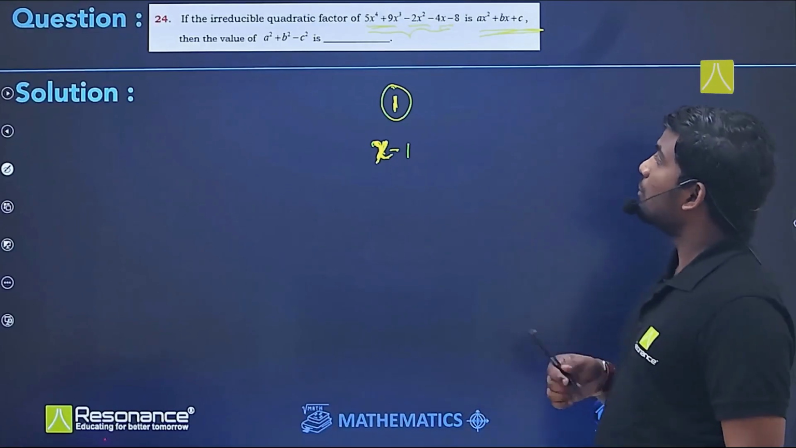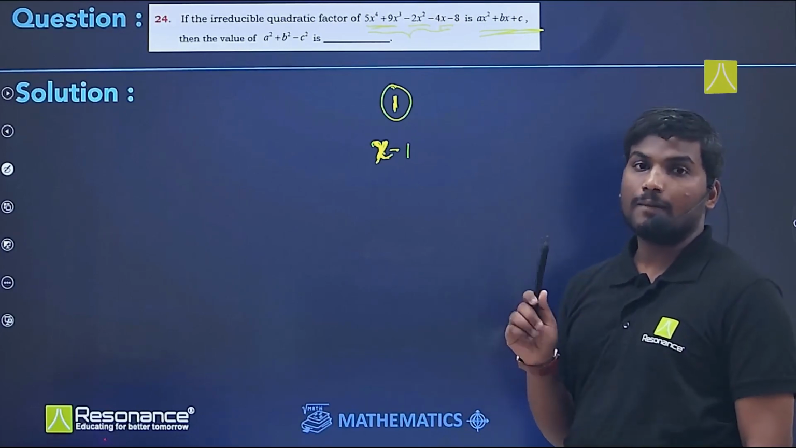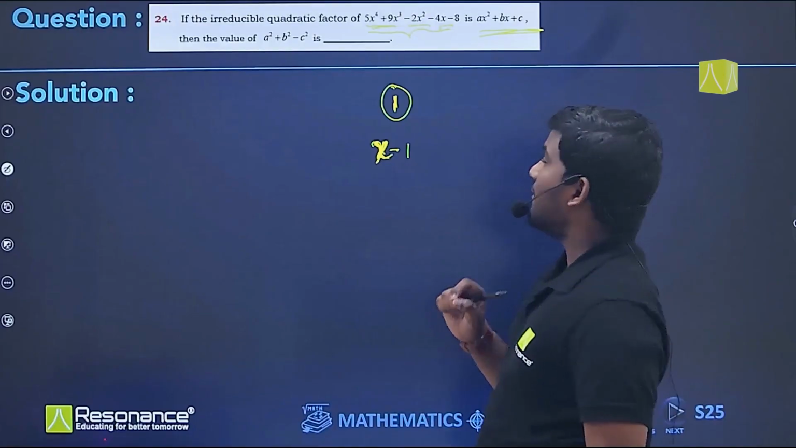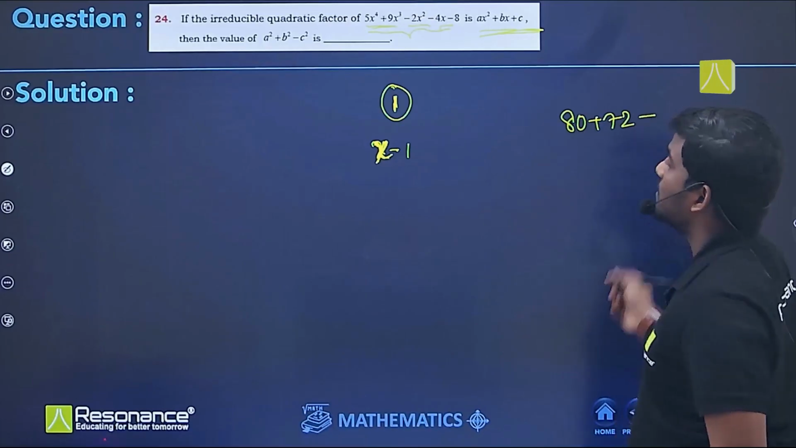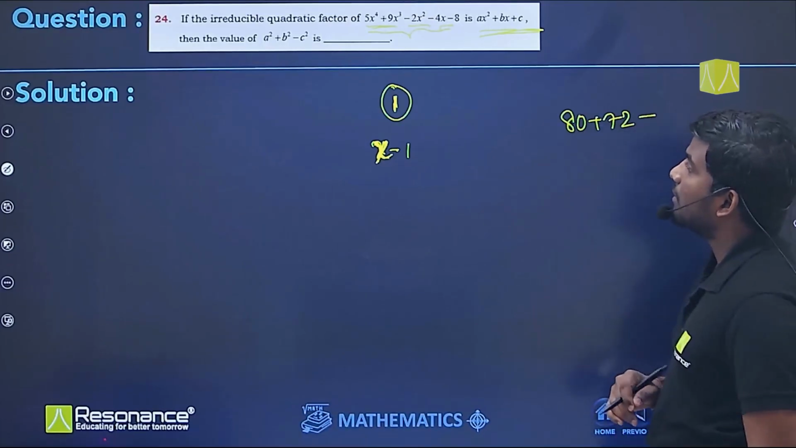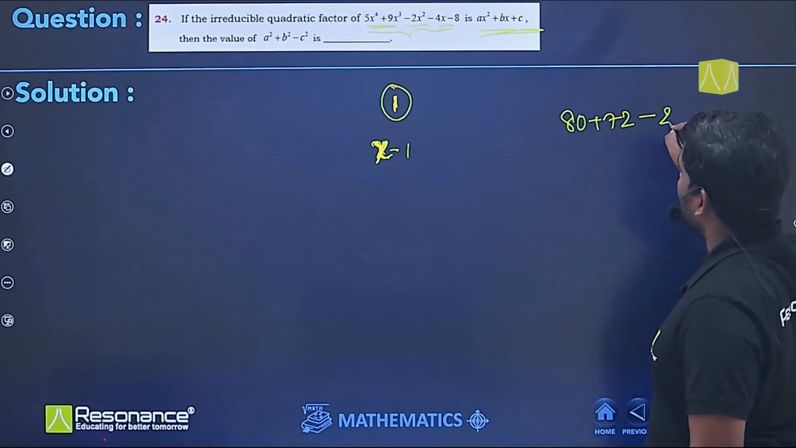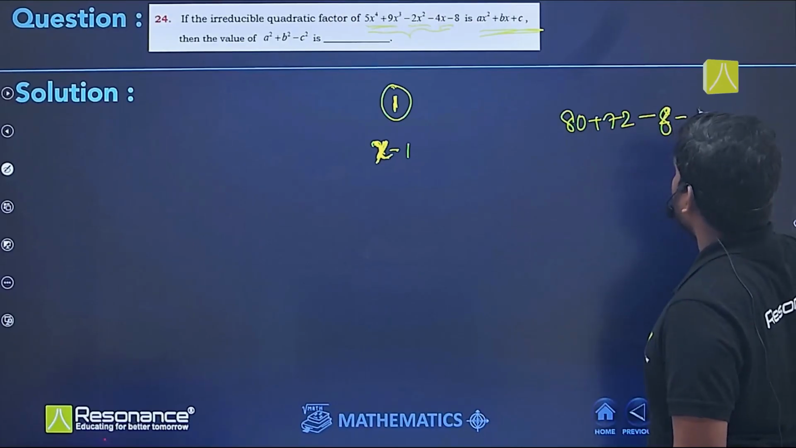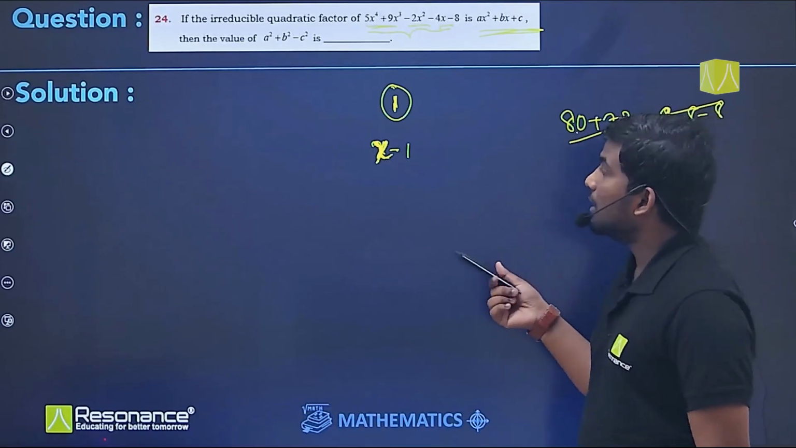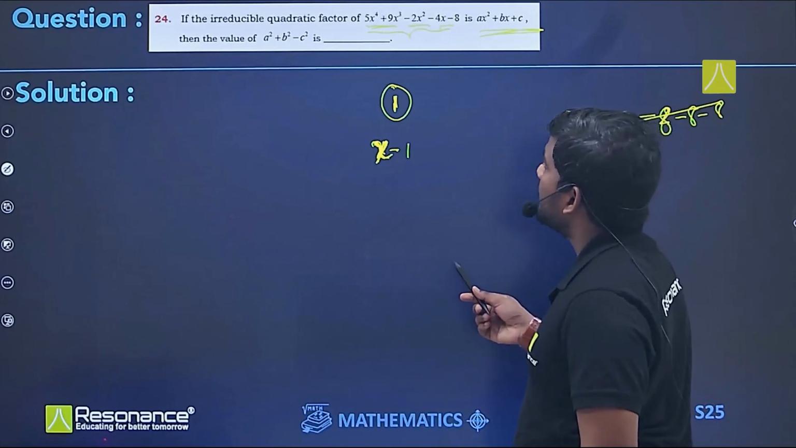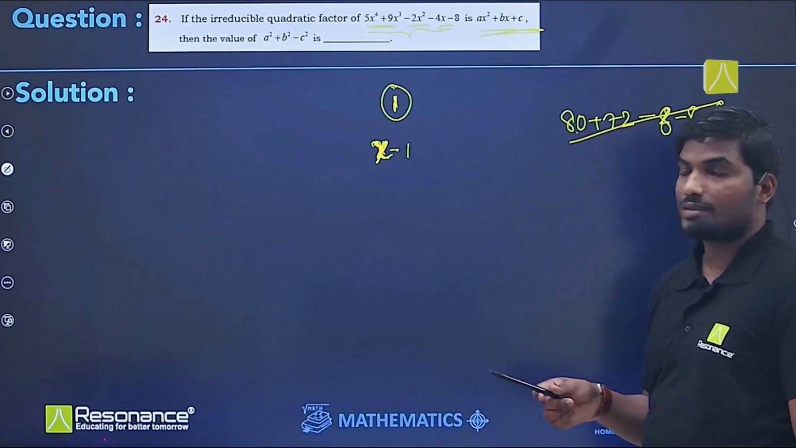Again, x equal to 2: 5 into 2 power 4 is 5 into 16, which is 80. So 80 plus 72 minus 2x square, which would be minus 2 into 4, which is minus 8, minus 8, minus 8. So this is not 0, but x equal to minus 1: 5 into 1 minus 9 minus 2 plus 4 minus 8, 0.